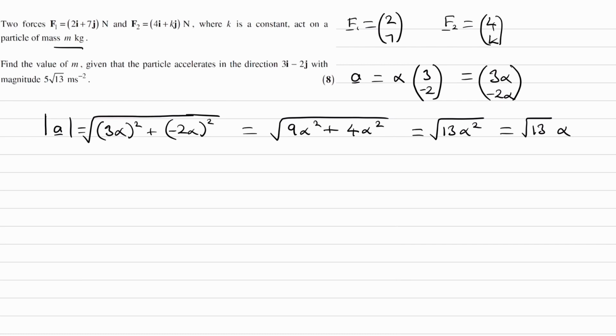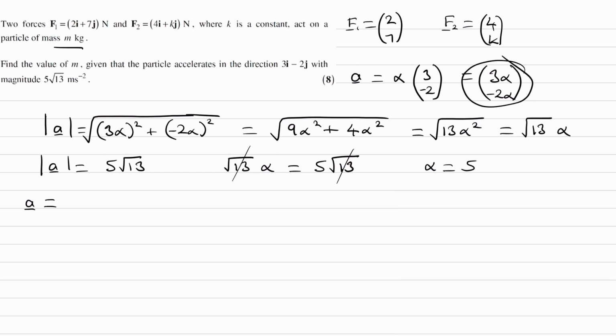And this is equal to 5 root 13. We're told that the magnitude of a is equal to 5 root 13. So therefore, root 13 alpha is also equal to 5 root 13. And then we get alpha is equal to 5, as the two root 13s cancel. So our acceleration is then (3 alpha, -2 alpha), so times each the 3 and the minus 2 by 5, and we end up with (15, -10).